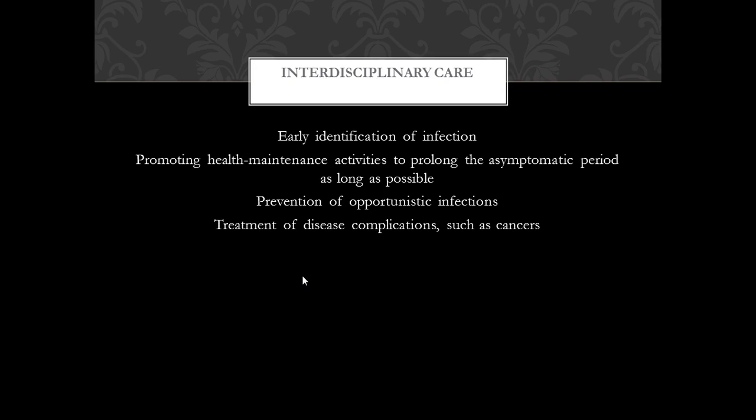Treatment of disease complications such as cancer. So everyone has cancer cells roaming around in their body. They're just mutated cells. And when you have an impaired immune system because of HIV, it doesn't recognize those cells as foreign and allows them to grow. So patients that have HIV are at a higher risk to have cancer. We treat patients that have HIV, we treat their cancer just as we would treat anyone else's cancer.